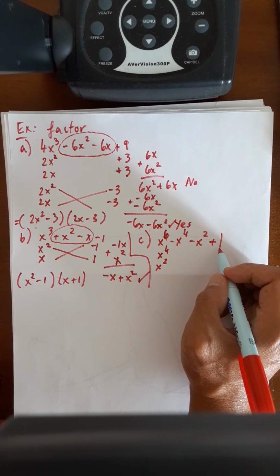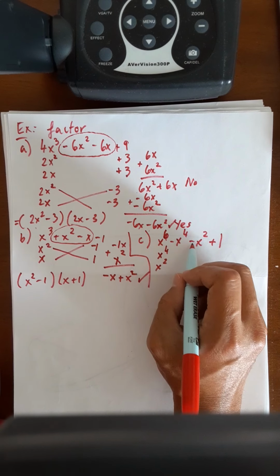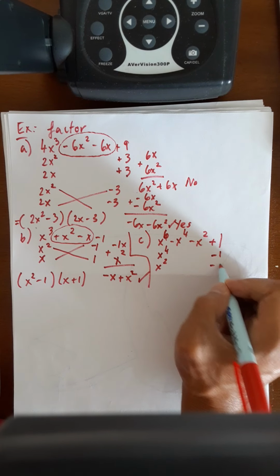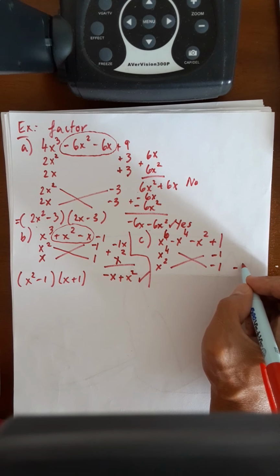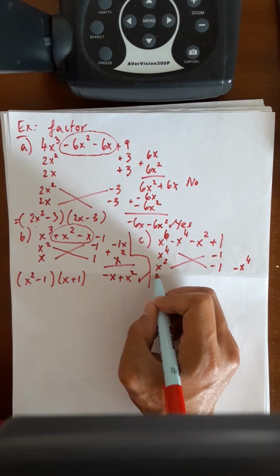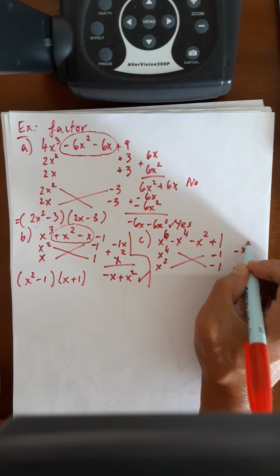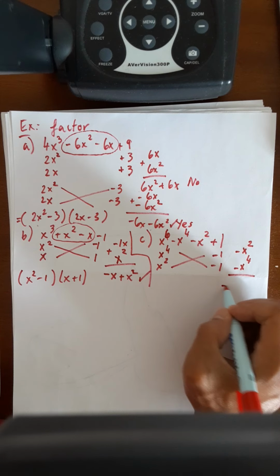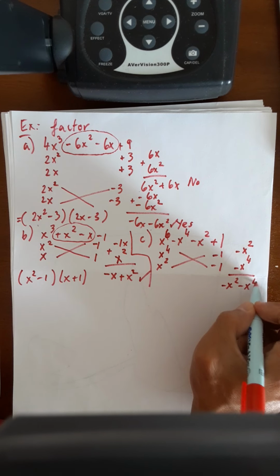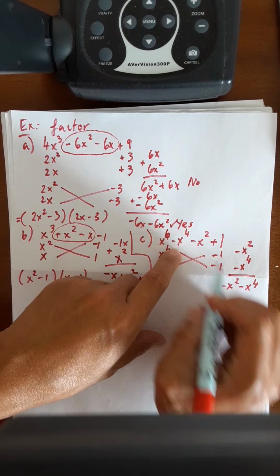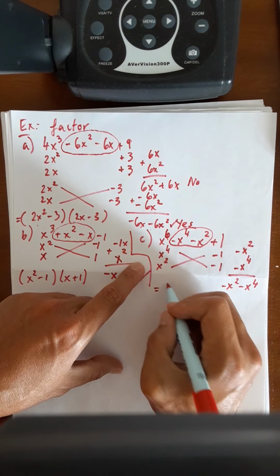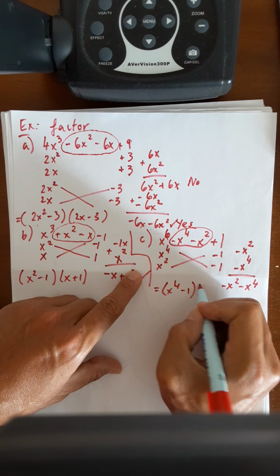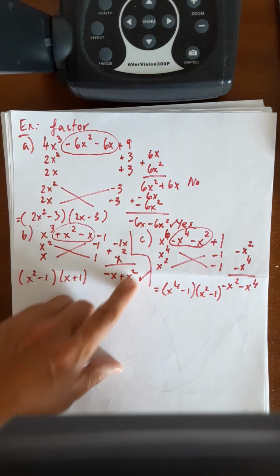Positive 1: the factors are 1 times 1, but these two middle terms are negative. So you want to do negative 1 times negative 1. So x to the 4th times negative 1 is negative 1x to the 4th, x squared times negative 1 is negative 1x squared. Adding these two terms gives you negative x squared minus x to the 4th. Are those two similar to the middle terms? Yes. So then I can write my answer: x to the 4th minus 1 times x squared minus 1.